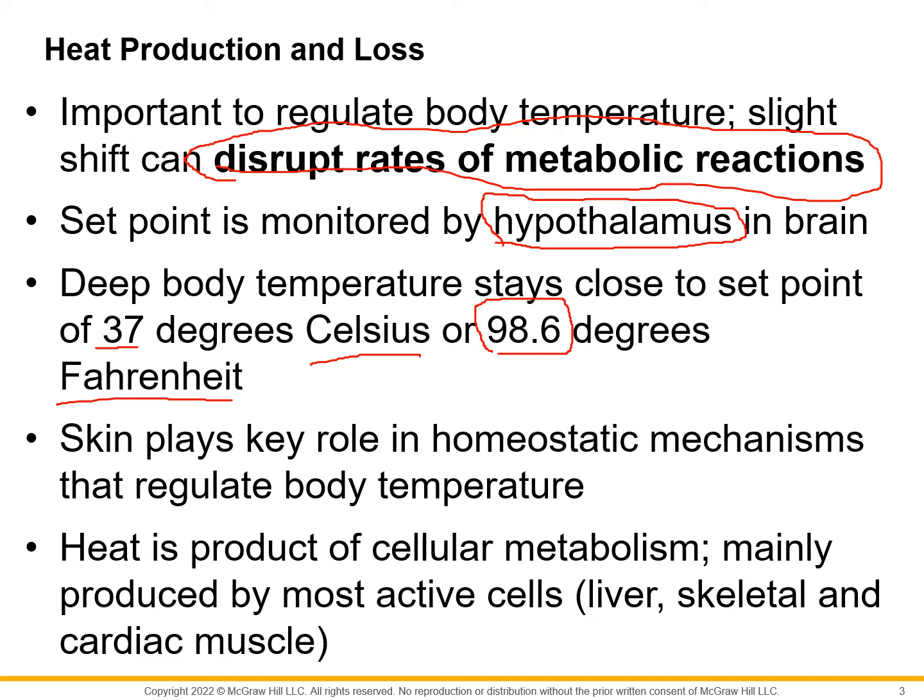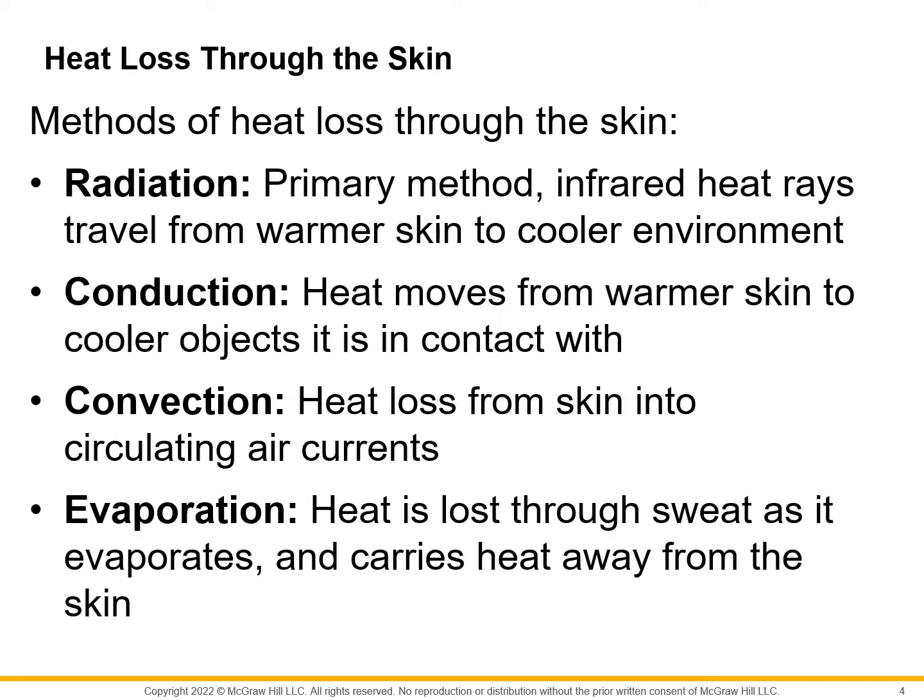Again, the skin plays a key role in homeostatic mechanisms by regulating body temperature. And again, it's going to do that through the vasoconstriction, vasodilation, and various things. But heat is the product of cellular metabolism. Again, in all of our body, and in particular our muscles, any activity, heat is going to be the biggest thing produced, whether it's for power, for muscle contraction, or whatever. The act of producing energy is going to have the majority of it be heat. So there's different ways that heat can be lost through the skin.